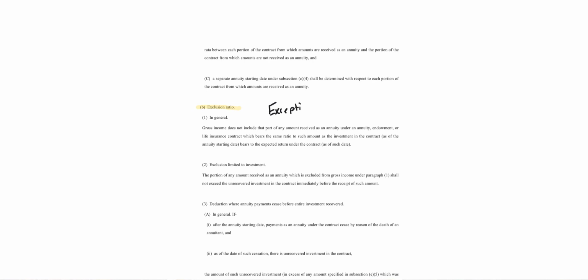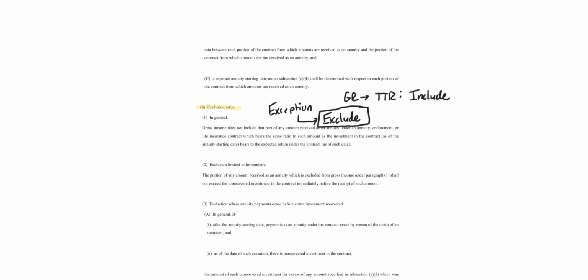Now, how is it an exception? Remember what the general rule was. The general rule is a tax treatment rule here. Tax treatment rule says that we're going to include in gross income those three items: annuities, endowments, life insurance contracts. Notice it says exclusion ratio B in general. Gross income does not include. Not include means exclude. Now this does not mean that the tax treatment rule of section 72 is to exclude. It just means that there's an exception to the general rule of include.